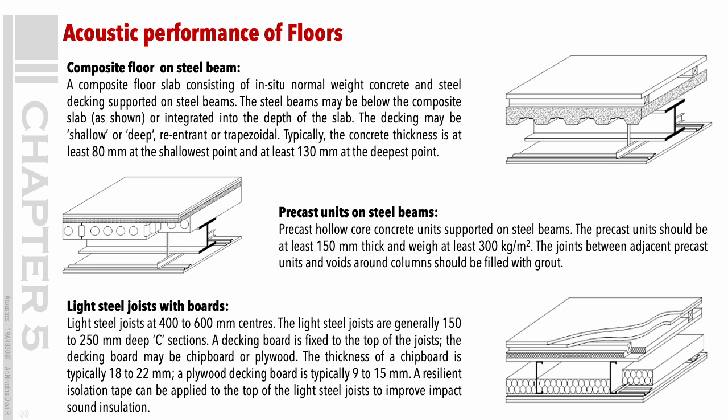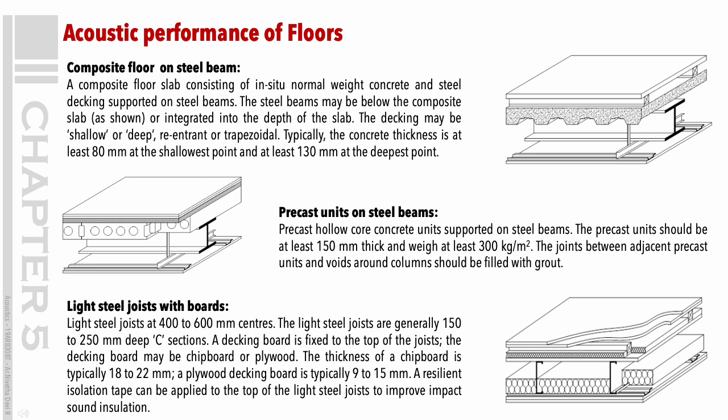Precast units on steel beams. Precast hollow core concrete units supported on steel beams. The precast units should be at least 150 mm thick and weigh at least 300 kg/m2. The joints between adjacent precast units and voids around columns should be filled with grout.